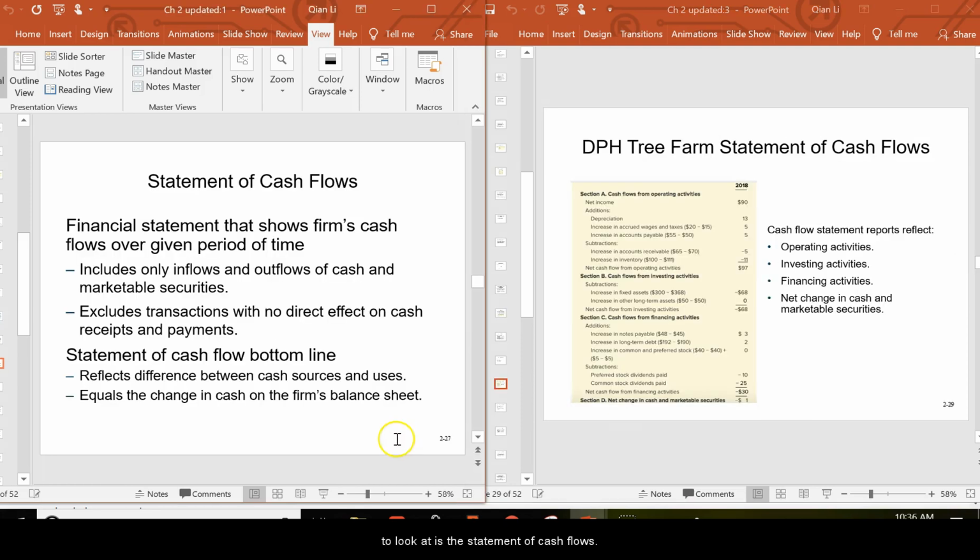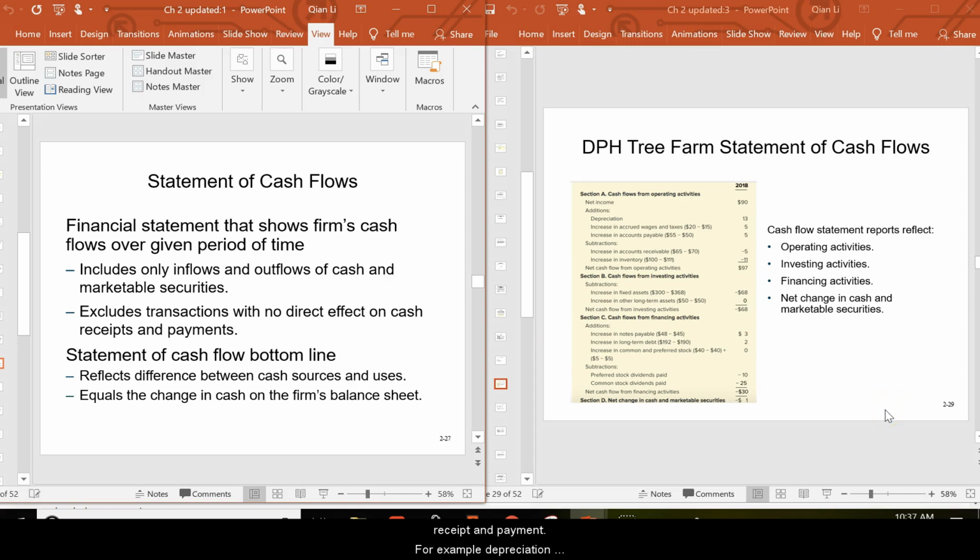The next statement we want to look at is the statement of cash flows. This is a statement that shows the company's cash flows over a given period of time. For example, here you see the company's statement of cash flows as of 2018. The idea is we would only include cash inflows and outflows, and we try to exclude the transactions that have no direct effect on cash receipt and payment.